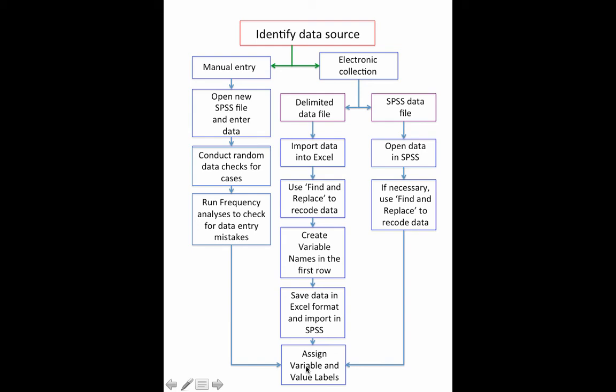The last step, and this will be the last step in all the workflows, is to assign variable and value labels. As we begin to look at some of the analyses, we'll see the advantage of assigning labels instead of keeping just the default values that are automatically used. So with manual data entry, from a data management standpoint, we have basically reached the end of our workflow process.